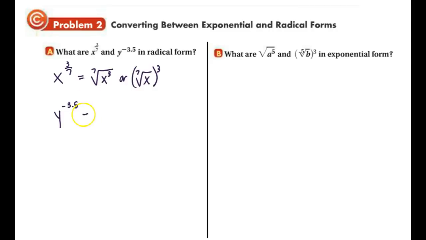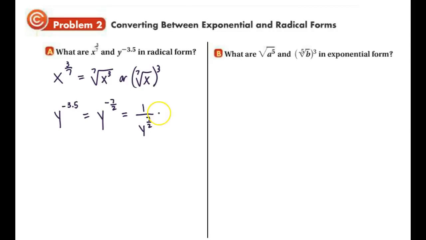So first thing I'd like to do is change this into fraction form, or rational exponent form. And I know that negative 7/2 is equal to negative 3.5. Hopefully you remember from Algebra 1 that when you have a negative exponent, you want to take that term and put it in the denominator. We're essentially taking the reciprocal. So 1 over y to the 7/2 power. So that takes care of that negative in the exponent.